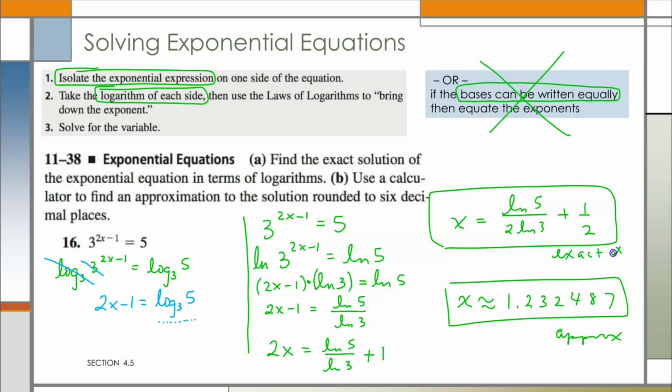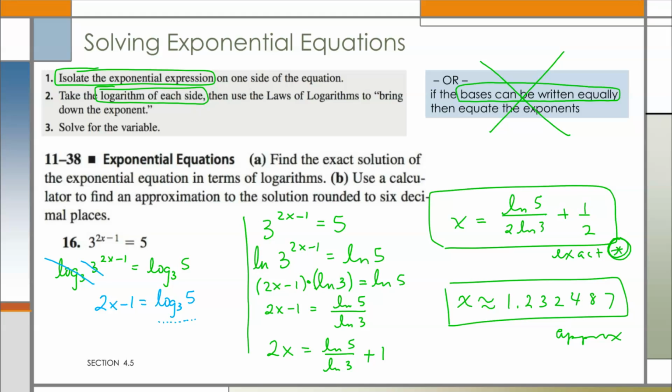The exact answer is the only answer that gets accepted. But if I need to know about what number this is, an approximation helps out. This number is about 1.232. But the exact answer is what we always report.